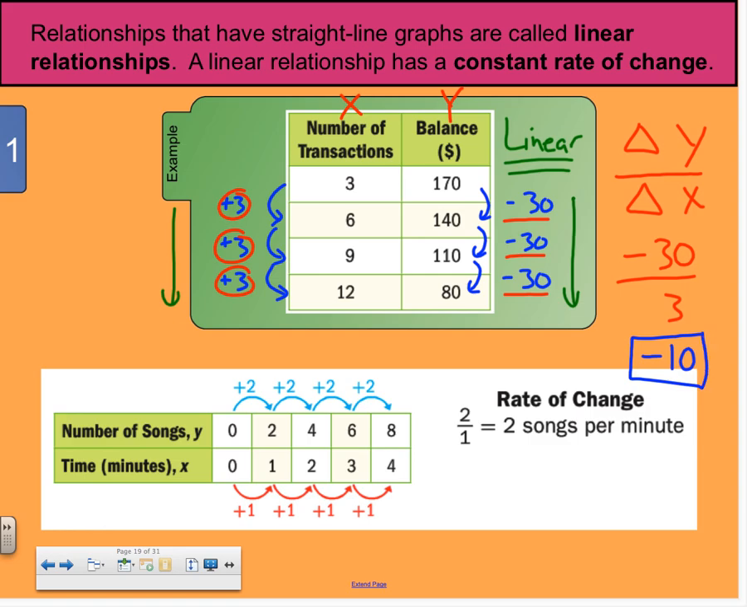So I know that this is a linear relationship, and I know that the constant rate of change in this linear relationship is negative 10. Let's look at one more example.